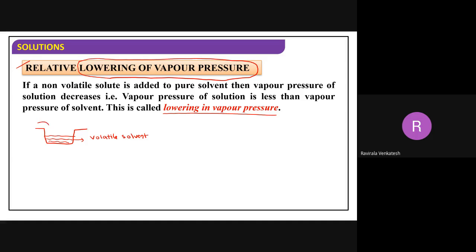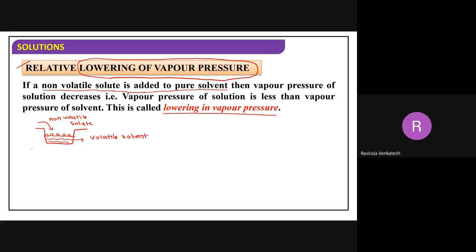Now, I am adding a solute to this one. Which one? Non-volatile solute. To the volatile solvent, we are adding a non-volatile solute, added to pure solvent. The solvent is volatile, which is a pure solvent, only water. To that water, we are adding a non-volatile solute, maybe NaCl. It's a non-volatile solute. Now, what happens here? The surface area of the solvent is occupied by solute particles.